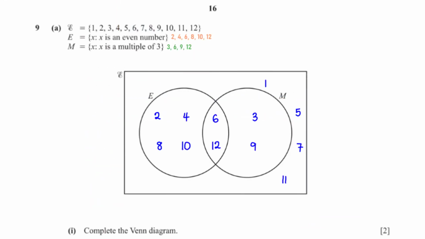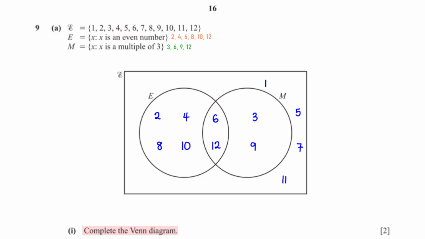The universal set E contains numbers from 1 to 12. Set E contains even numbers and set M contains multiples of 3. Complete the Venn diagram. The elements in set E are 2, 4, 6, 8, 10, and 12. And the elements in set M are 3, 6, 9, and 12. The elements common to both sets are 6 and 12.